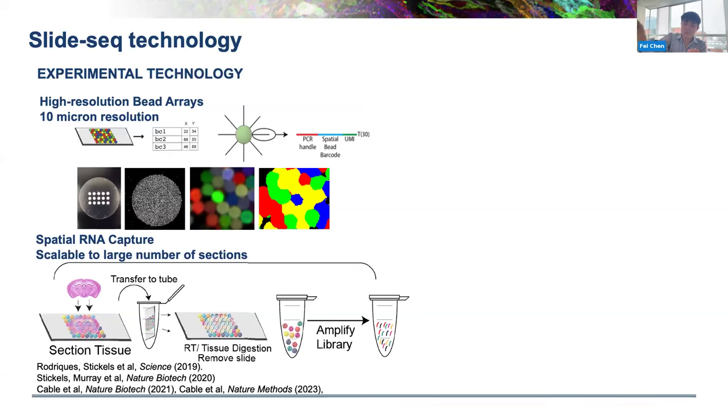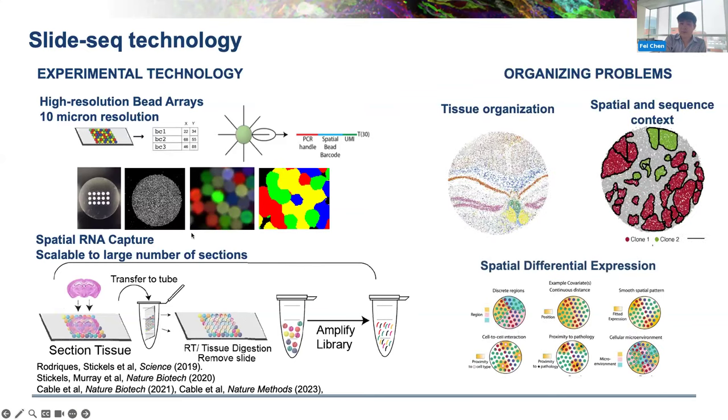And then now you know, when you sequence the library, the locations of each one of those reads to 10 micron resolution. And as I said, we've been quite interested in a couple of organization problems. One is how are tissues organized in terms of molecularly defined cell types, but also just as important, how do we relate gene expression to spatial and sequence context, in particular in the context of diseases such as cancer. And we've also been developing some computational algorithms.